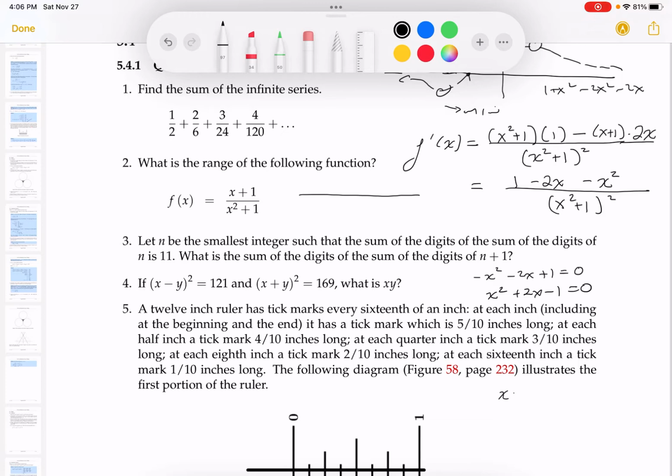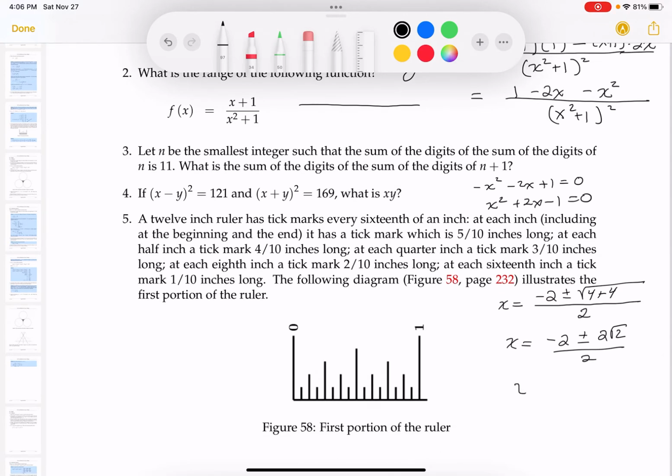So x would equal, quadratic formula, right? Minus b plus or minus the square root of b squared, which is 4, minus 4ac. So that's going to be plus 4, over twice a, which is 2. Let's keep going. So I can put down minus 2 plus or minus root 8, which is 2 root 2, over 2. And the critical values are going to be minus 1 plus or minus root 2.